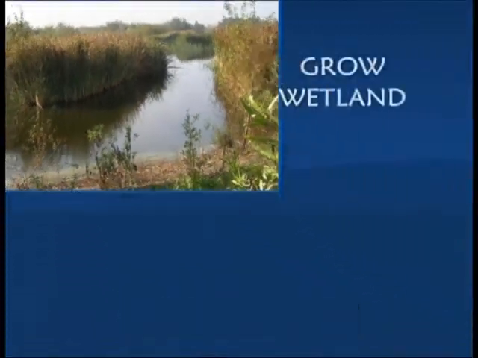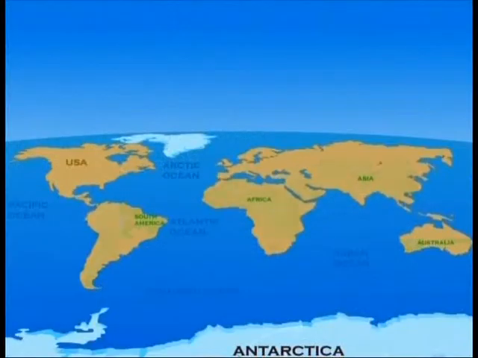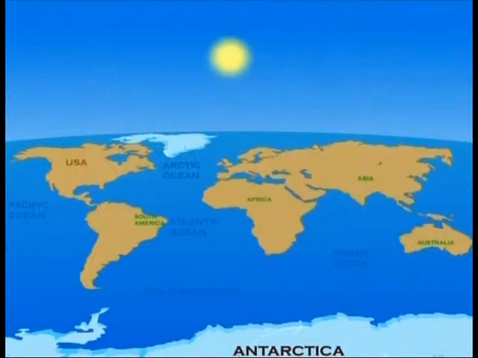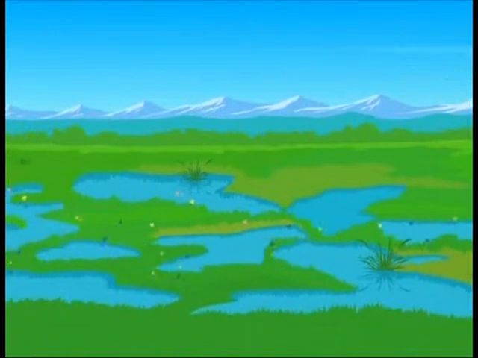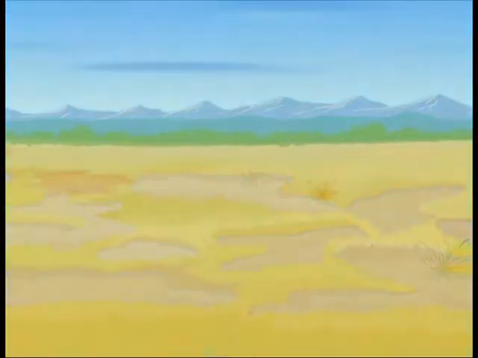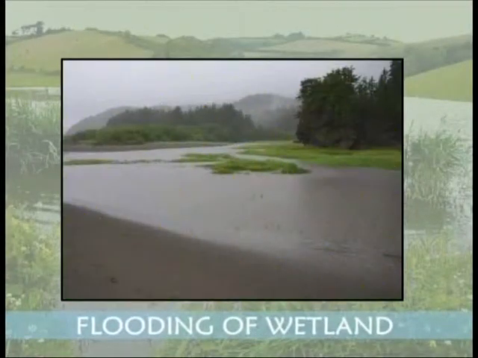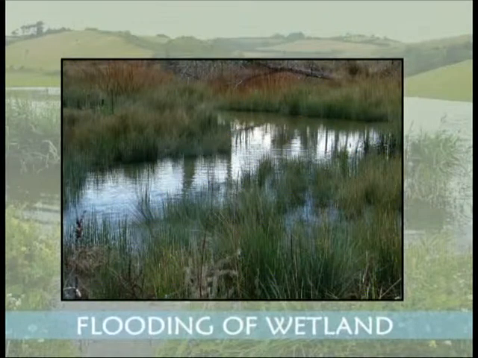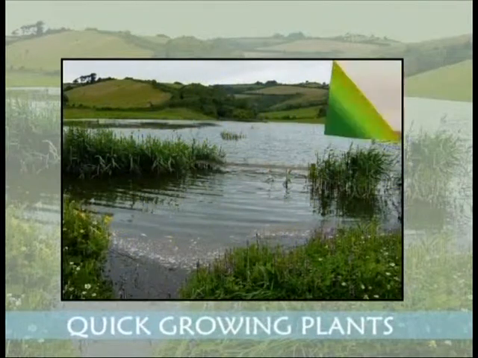Many wetlands grow and shrink with the seasons. This happens in the tropical countries which have rainy as well as dry seasons. In rainy season, the wetlands can grow thousands of kilometers wide, while during the dry season, they shrink enormously. In cold countries, with the arrival of spring, ice and snow starts to melt. This leads to flooding of wetland. During this time, only quick-growing plants survive here.